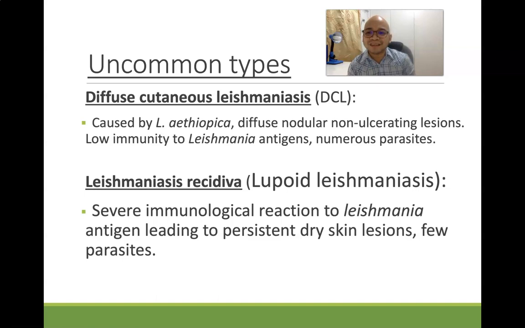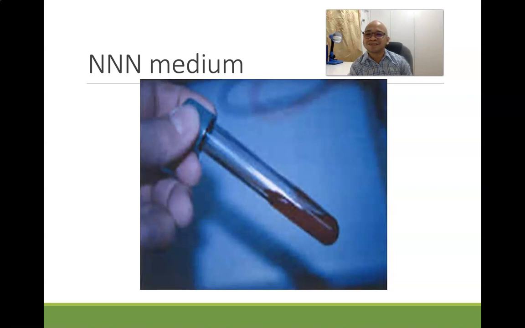And then we also have here leishmaniasis recidiva. This one is called lupoid leishmaniasis. There would be several immunological reactions to Leishmania antigen leading to persistent dry skin lesions, but there are few parasites. Choose your poison. This is an example of the NNN medium, the Novy-MacNeal-Nicolle medium. Simply 0.6% sodium chloride added to blood agar.